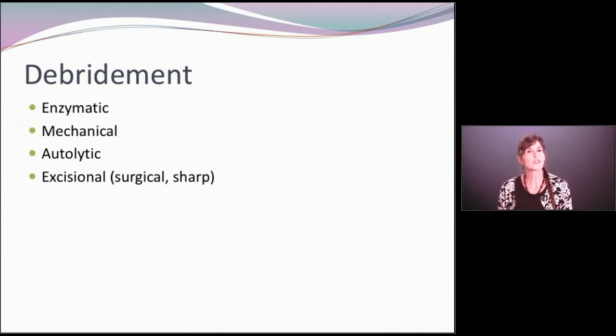So, as I mentioned, debridement, that's removing necrotic tissue from the wound. And there are a variety of ways by which to accomplish debridement. Debridement is just a French word meaning to unbridle. It just means to remove that non-viable tissue to allow that wound to heal. And there's different ways to perform debridement in the wound.